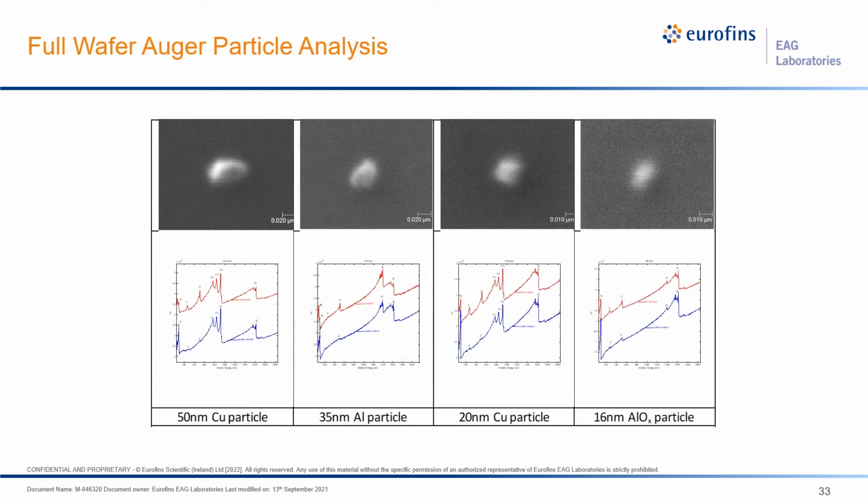Here's an example, or some examples, of what an Auger analysis report might look like, showing just the particle SEM images and the Auger spectra from the surface of these particles and after a light etch to remove surface contamination. And here we've identified two copper particles, these two. We've got an aluminum particle here, and we've got an oxidized aluminum particle here. This one being only 16 nanometers, and all of these particles are less than 50 nanometers in diameter. So this is quite a powerful tool for measuring several particles on a wafer.